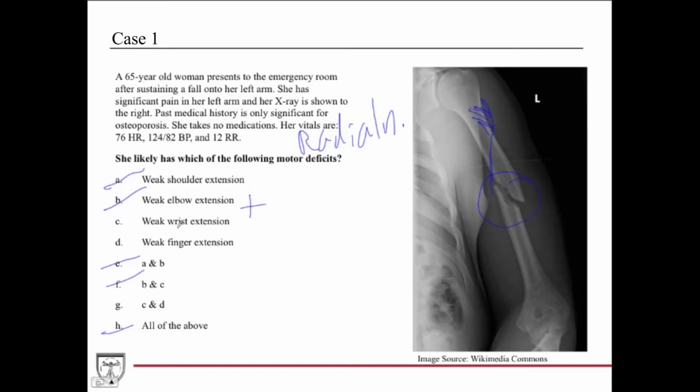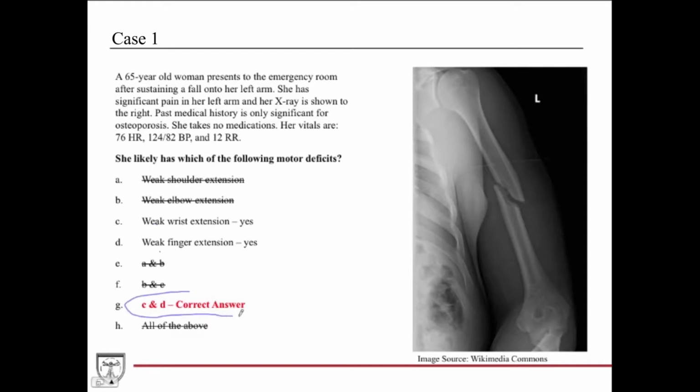And so both of these are going to be effective because they're both carried out by muscles that are distal to the injury, muscles here in the forearm. So it's really going to be both of these. So the answer is G, C, and D. Weak wrist extension, weak finger extension. So just to reaffirm, this will be out, this will be out, and so the correct answer is C and D.